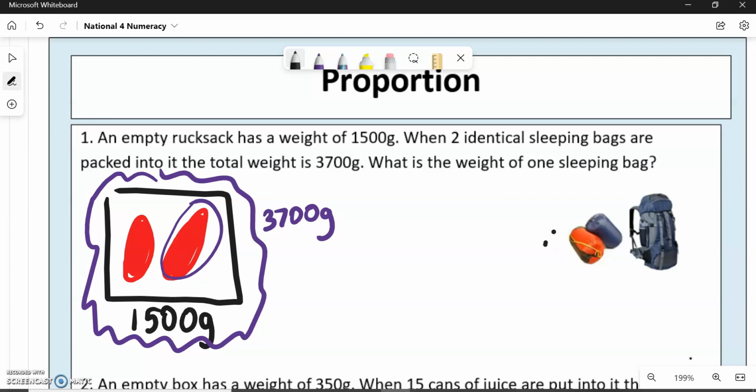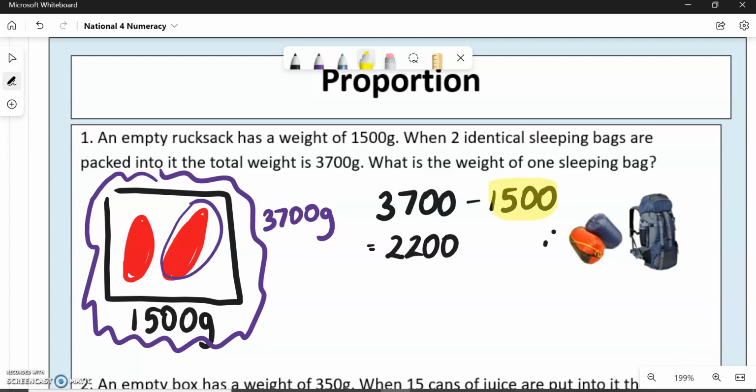What we're going to do is take the total weight of the rucksack and the sleeping bags, and subtract the weight of the rucksack. 3,700 subtract 1,500. Because when we subtract that, we are left with the weight of the two sleeping bags. This was the weight of the rucksack on its own. This was the weight of everything, including the sleeping bags. So if we subtract the rucksack, we're just left with the sleeping bags. This is what two sleeping bags weigh.